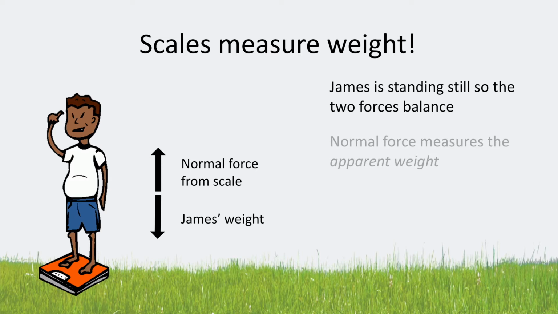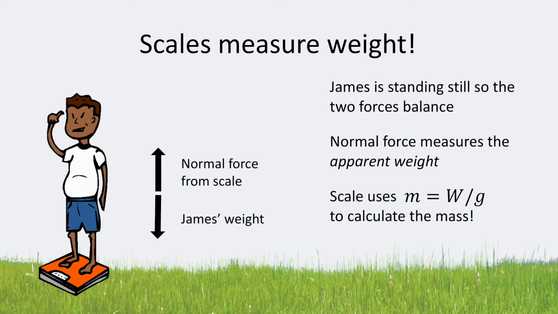The normal force from the scale is what measures what is called the apparent weight of James. James's weight, the force acting downwards, cannot be measured directly, but the scale measures the counteracting normal force, which in this case is exactly equal to his weight. Then the scale uses the equation mass equals weight divided by gravitational field strength to give James back his actual mass.